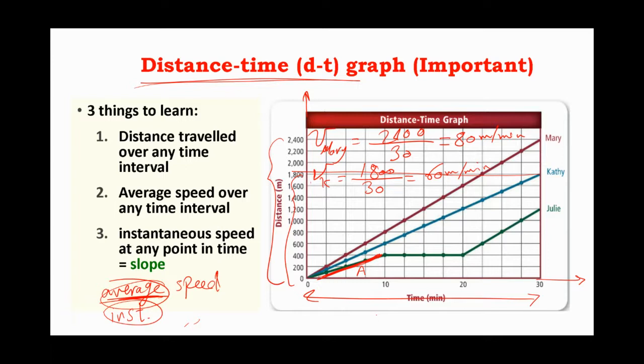So I will ask you a question. What is the speed of Mary at this instant? You will say 80. At this instant, 80. At any instant, at any time, it's also 80. Why? Because it's constant speed.